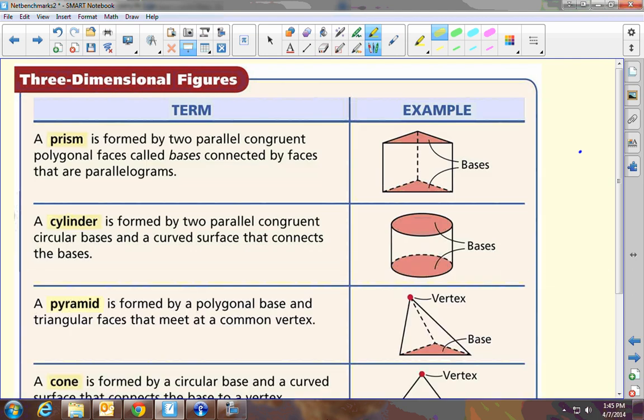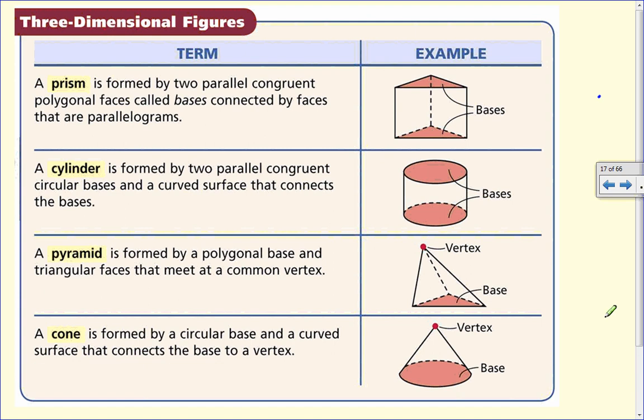Okay, here's some of your 3D figures, and I'll enlarge the screen here so you can see them all. There we go. Pause here, write down the definitions, the terms that are highlighted, and I would draw these pictures as well. We're looking at a prism here. A prism is formed by two parallel congruent polygonal faces. Now that's a mouthful and kind of confusing, but if you look over at the picture, you'll see we're looking at two congruent triangles that are connected by three faces. All right, so that's a prism.